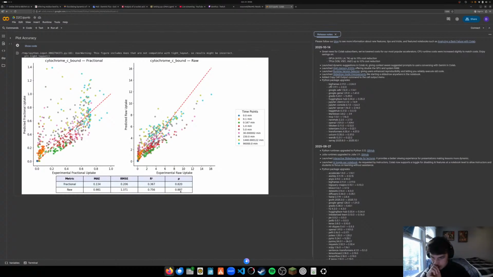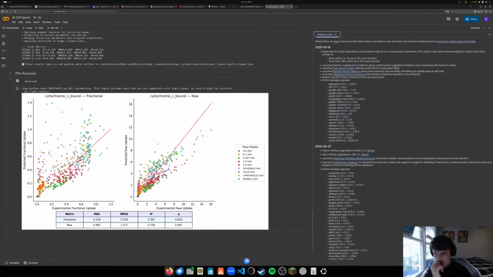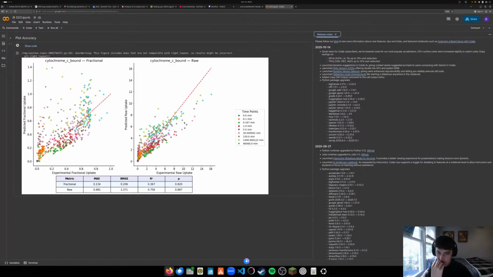So my rho is 0.887. R squared for the raw at least is 0.756. And that's for a linear model, completely interpretable. The rho is pretty high. Fractional is harder to predict, but, you know.